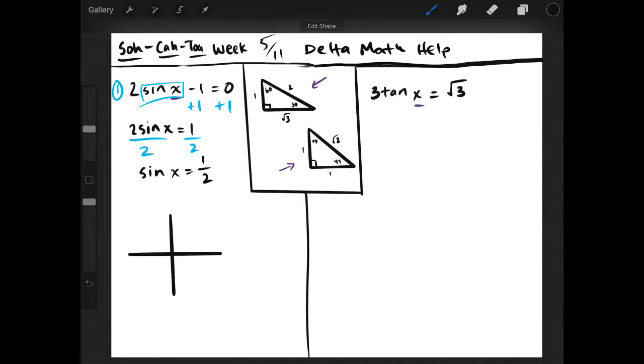That's when we did All Students Take Calculus, meaning that all of the trig functions are positive in quadrant 1, sine is positive in quadrant 2, tangent is positive in quadrant 3, cosine is positive in quadrant 4. So if we have sine of x equals positive 1/2, we're in quadrants 1 and 2 because that's where sine has to be positive. Let's draw our two triangles in quadrants 1 and 2. That's the first step, because it tells us that we need two answers. We're not just going to have one answer.